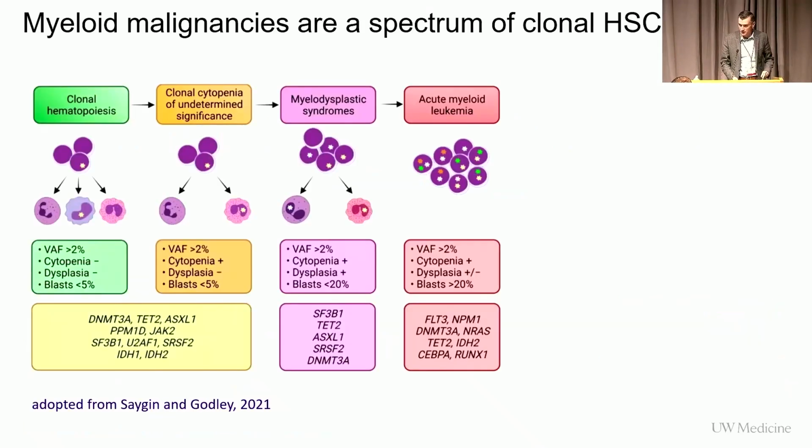So I don't think this audience needs a reminder about this, but my lab is very interested in modeling this progression from normal hematopoiesis, from normal hematopoietic stem cells, through premalignant stages like clonal hematopoiesis and clonal cytopenias, to myelodysplastic syndromes and ultimately acute myeloid leukemias.